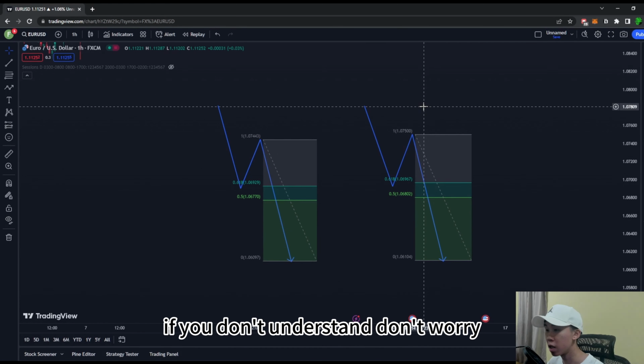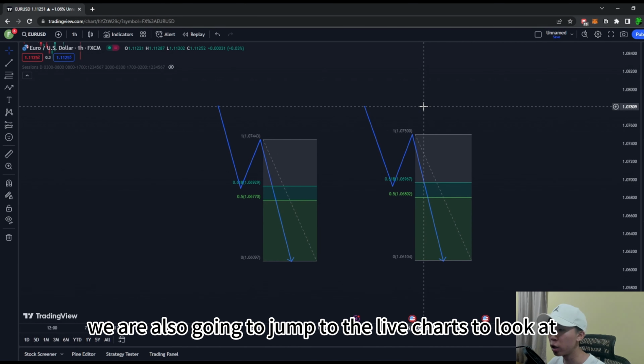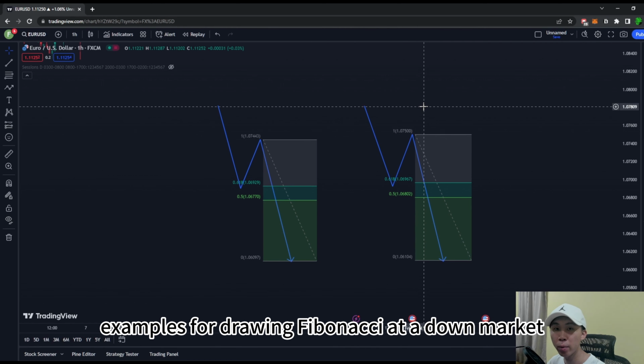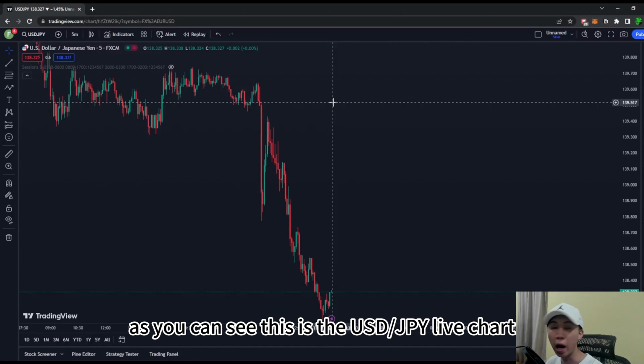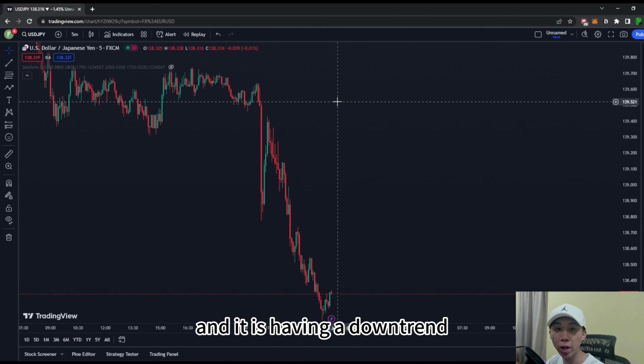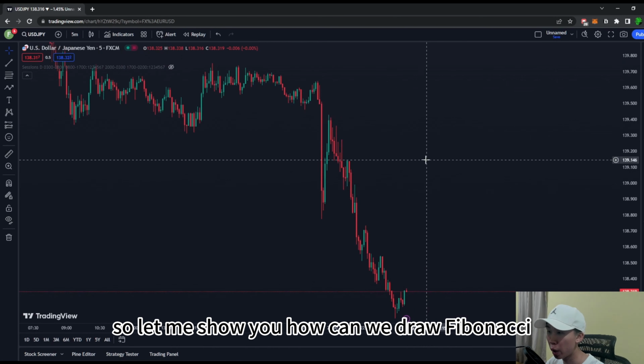If you don't understand, don't worry, we are also going to jump to the live charts to look at examples for drawing Fibonacci in a down market. As you can see, this is the USD/JPY live chart and it is having a downtrend. So let me show you how we can draw Fibonacci.